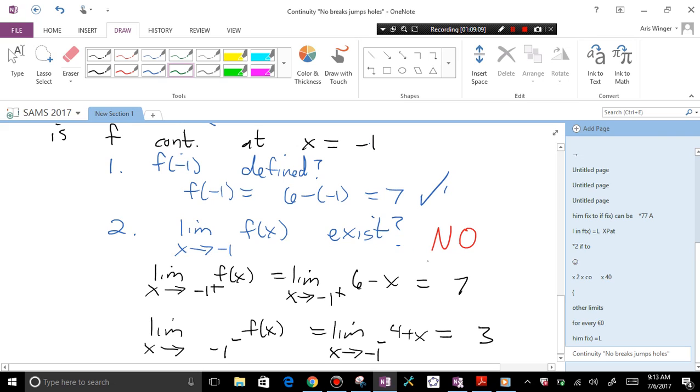These are not equal. The limit from the left and the limit from the right are not the same, therefore there is no limit. By the definition of continuity, this is not continuous at -1.